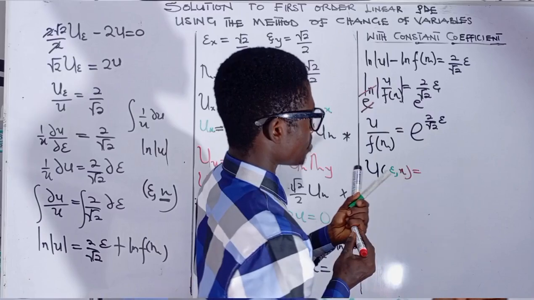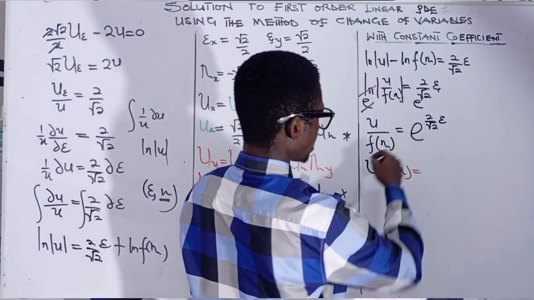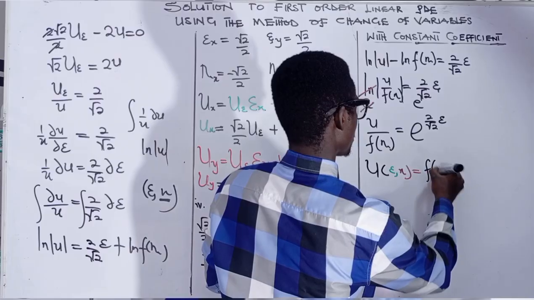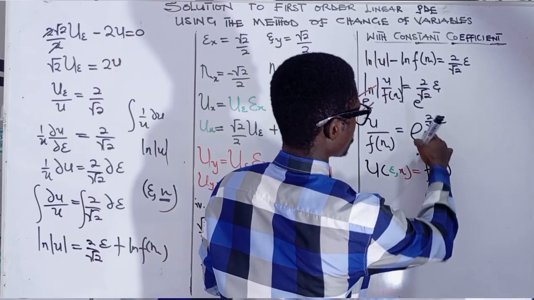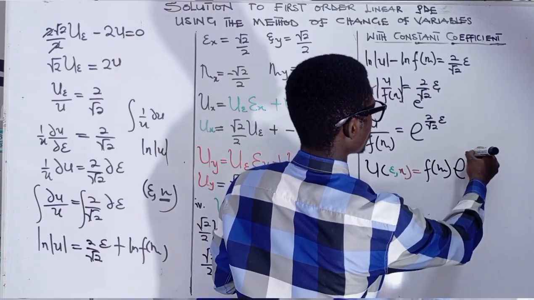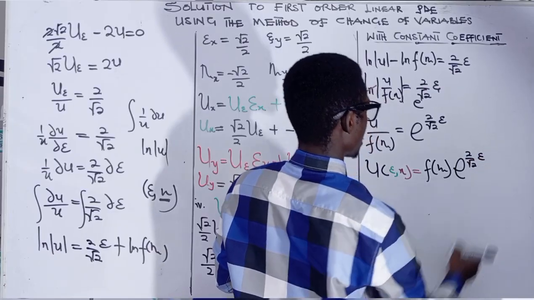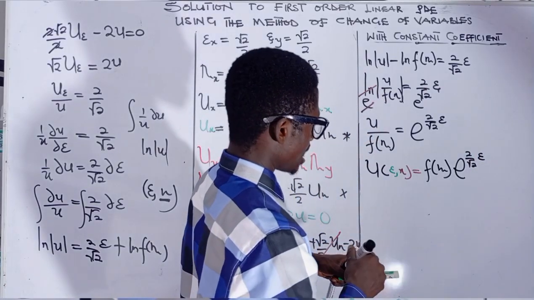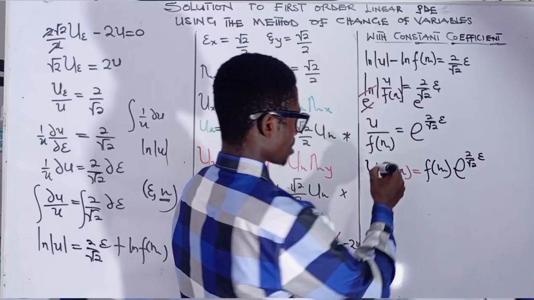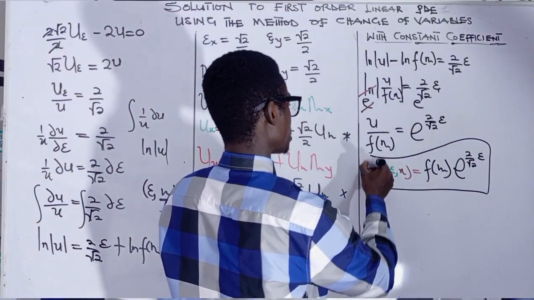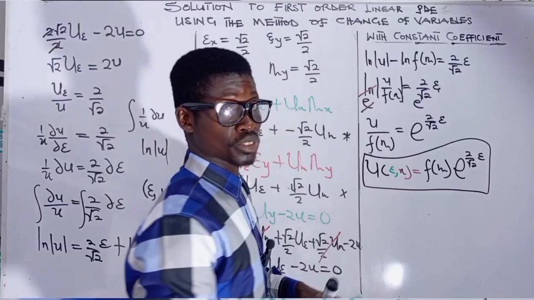And you can see it clear from the equation. We have ξ and then η. So we have a function of what? η multiplying e to the power 2 all over root 2 ξ. Very easy and simple. So this would have been the general solution. This is the general solution.